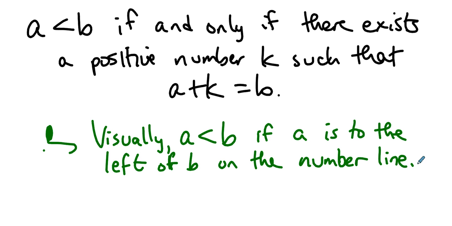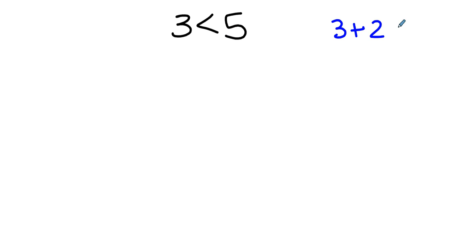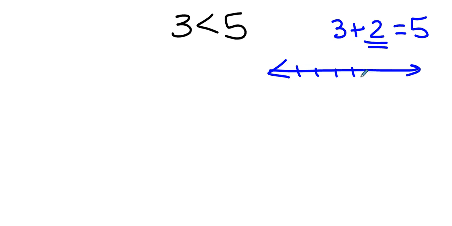So let's see if we can put some meat on the proverbial bones. This works just fine when all our integers are positive. We know that 3 is less than 5 because there exists a positive number, such that 3 plus 2 is 5. So 3 is definitely less than 5. And on a number line, 3 is less than 5. 3 is to the left of 5 on the number line.